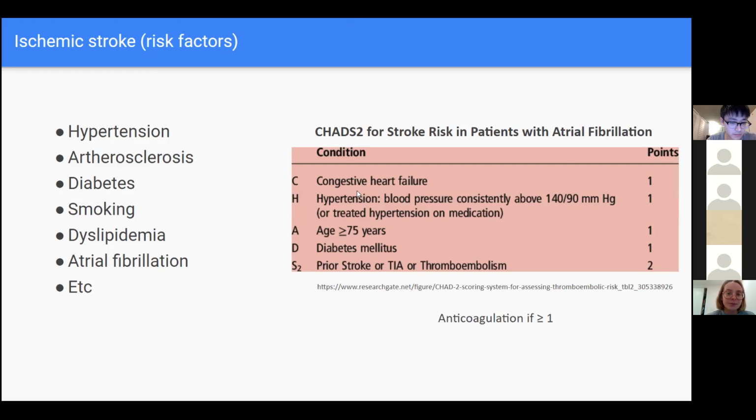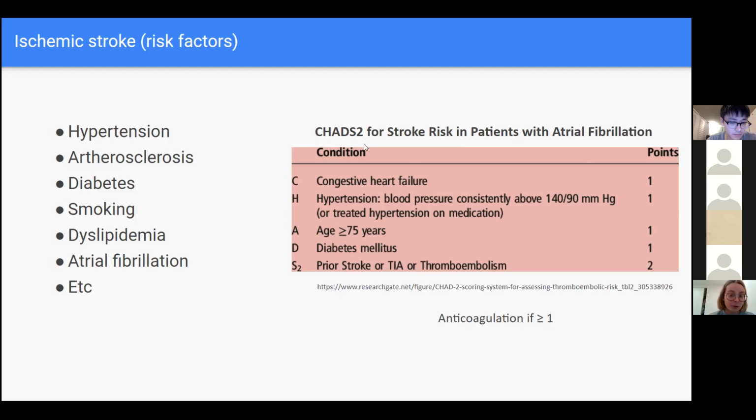And basically, the risk factors that are mentioned are congestive heart failure, hypertension, age over 75 years old, diabetes, and prior stroke. If the patient gets 1 point or more, then you should give them an anticoagulant to prevent strokes.